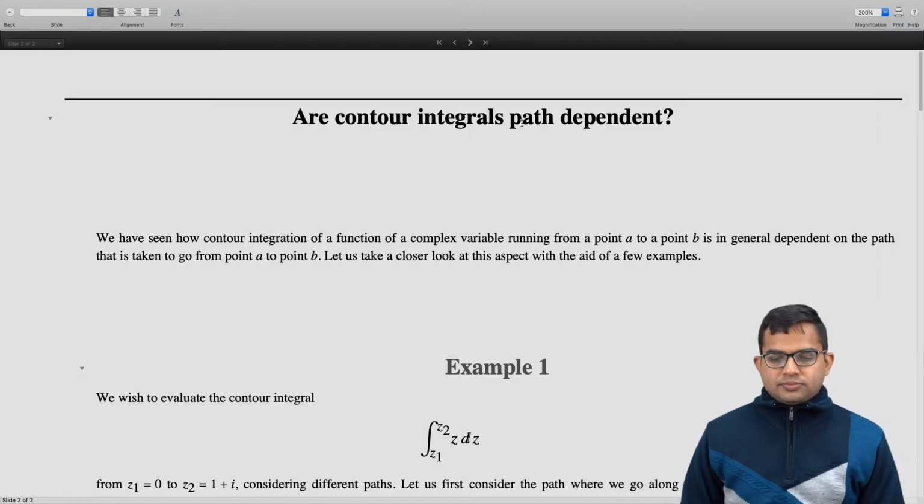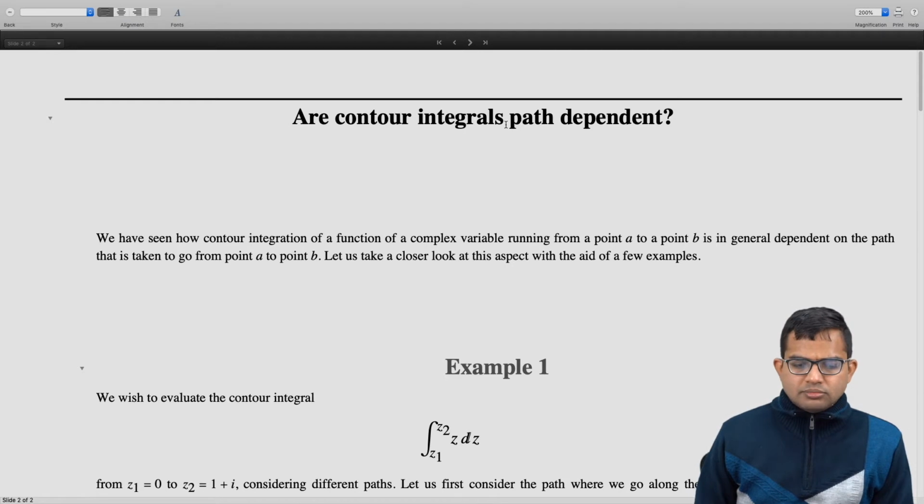Okay, so let's start with an example where we have a very simple integrand. It's just z. So if you take the integrand f of z equal to z, and I wish to do a contour integral of this function from a point z1 to z2, I will fix z1 to be just the origin and z2 to be 1 plus i, and I will evaluate this contour integral considering a few different paths, and we will see whether the value is going to be different.